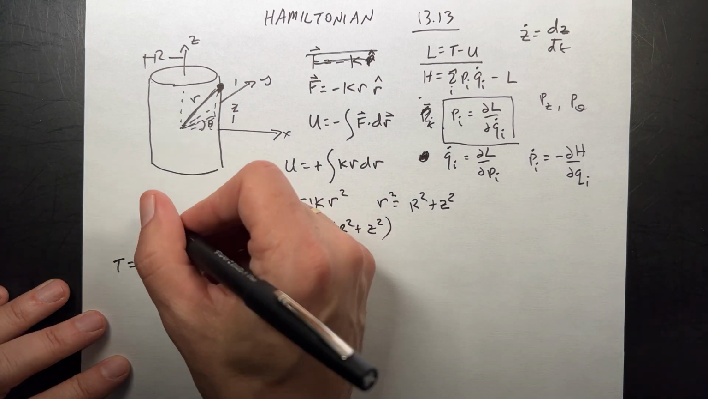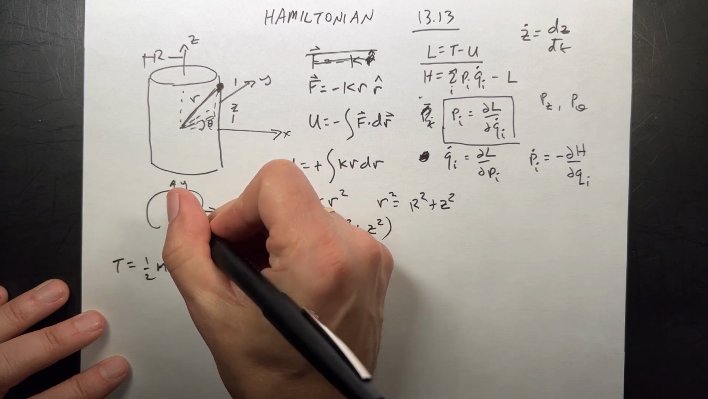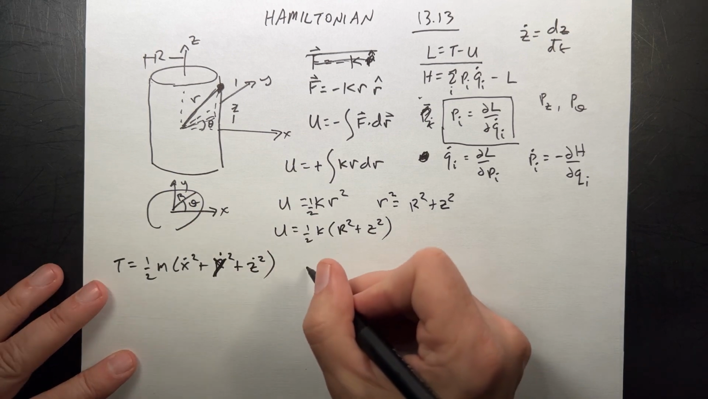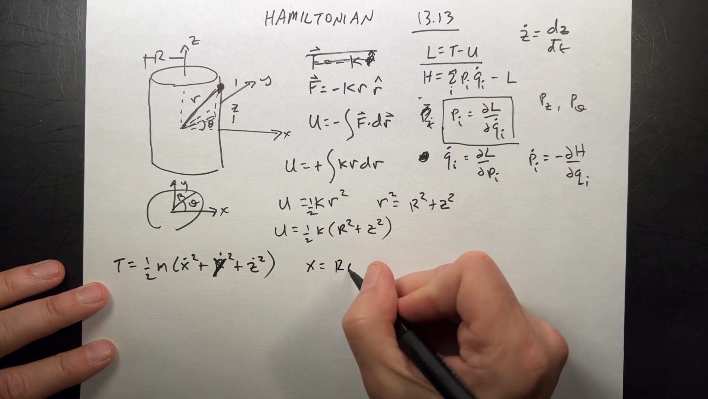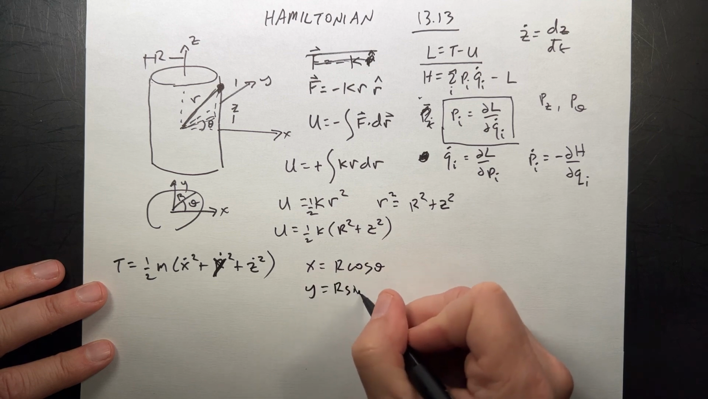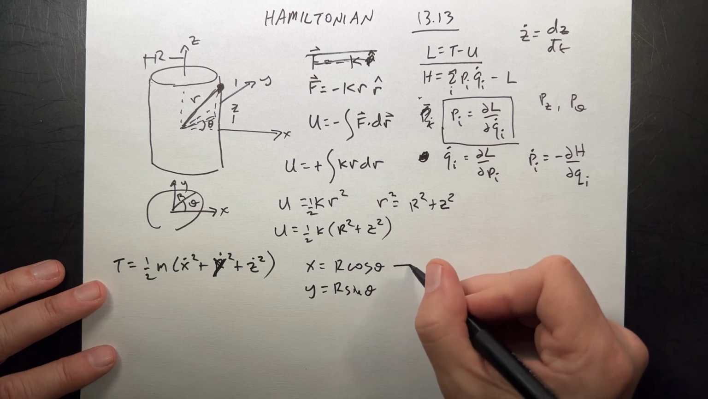And then if I'm looking at this from the top, here's x, y, this is r, and that's theta, then I can say x is r cosine theta, y is r sine theta. So let's take the derivative of these with respect to time. It's pretty easy.